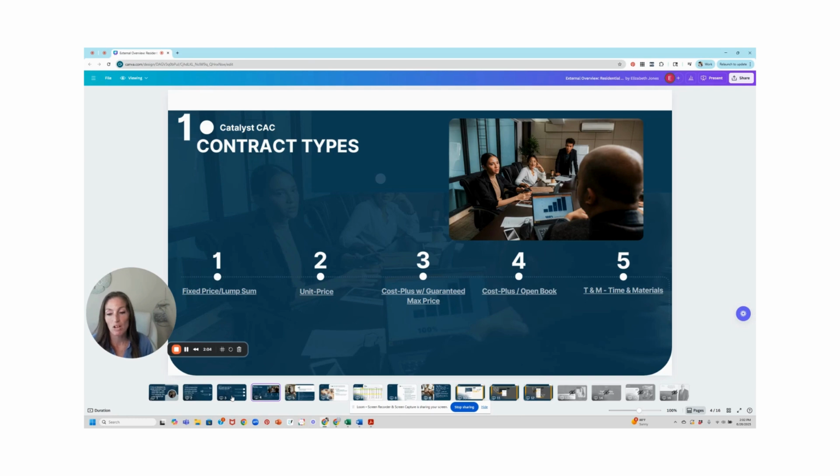The second type of contract is called the unit price. And this is similar to the fixed price, but it's where they break it down into fixed units and the homeowner pays unit by unit rather than as a whole. The third type of contract I'm going to skip over for a second. I'm going to talk about number 4 first.